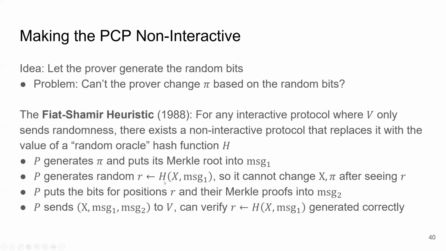And so the new randomness, like R prime, would be binding to message2 that I had sent before.